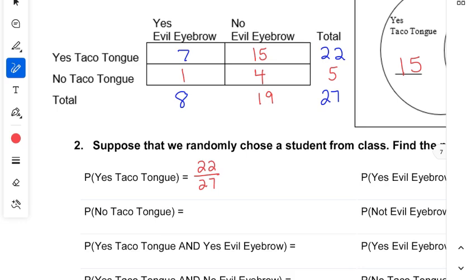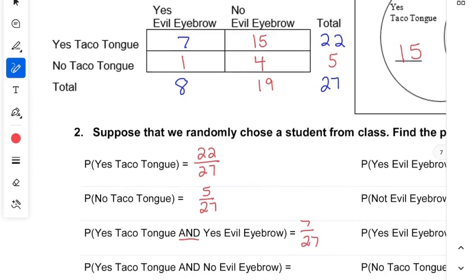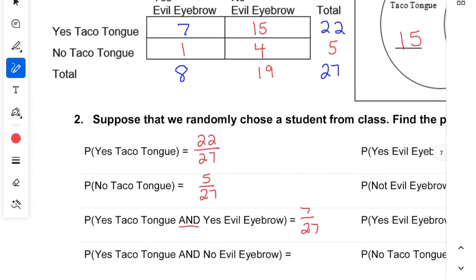You don't have to change it to a decimal. You can leave it just like that. No taco tongue. How many are no taco tongues? 5 out of the 27. Yes, taco tongue, and yes, evil eyebrow. That's a yes and yes. 7. Yep. Yes, taco tongue, and no evil eyebrow. 15.